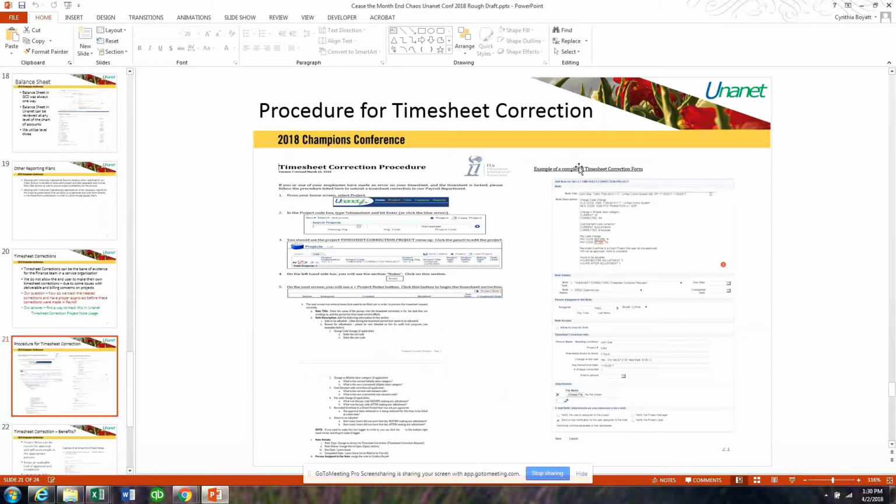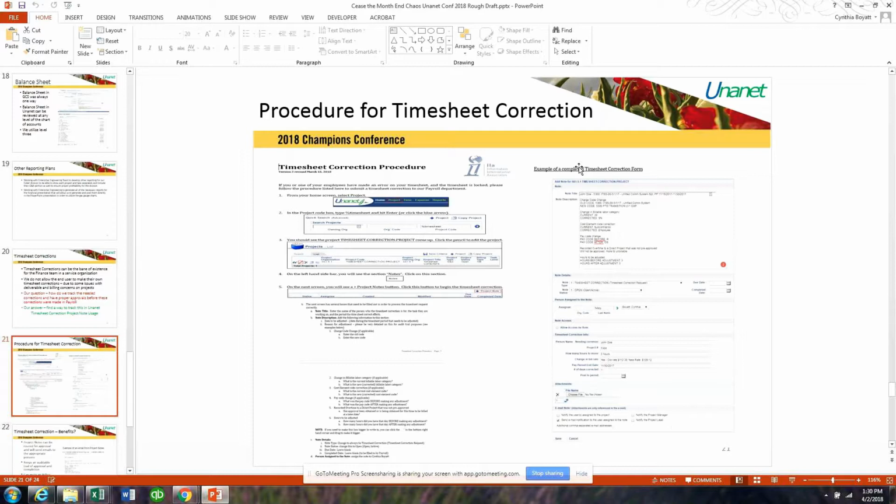Essentially what we did is we set up a project in Uninet called the Timesheet Correction Project. There is absolutely nothing in this project except for project notes on timesheet corrections. So we wrote a whole procedure that went with it. The only people who put the project notes into this are our project control staff, because they should know exactly who needs the timesheet correction.